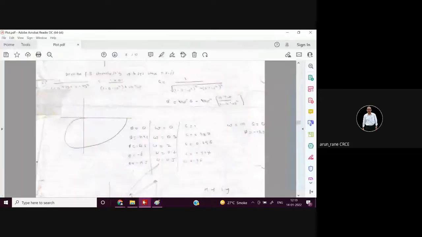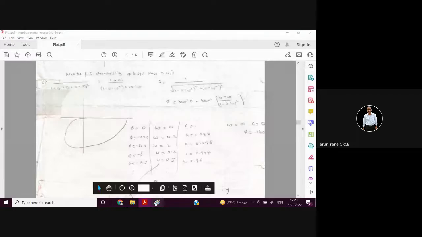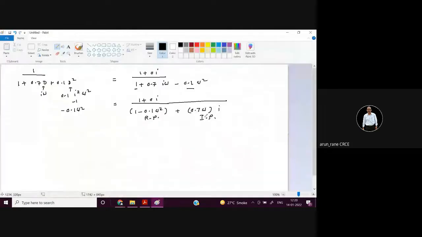So now G will be what? Here it will be 1 over the root of real part square plus imaginary part square. Now what about this denominator? What is my real part? 1 minus 0.1 omega square, isn't it? Its square. And what is my imaginary part? 0.7 omega. So this is the real part and this is the imaginary part, its square. So the square of this and the square of this, add both and take the square root. Okay, that is done.